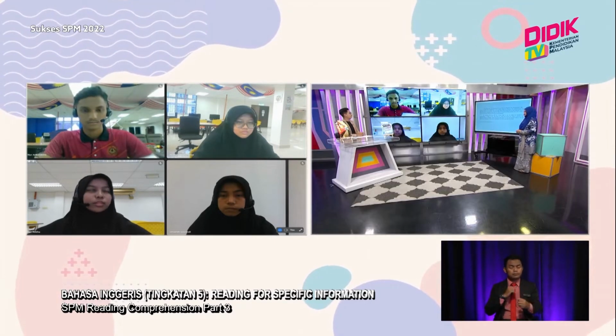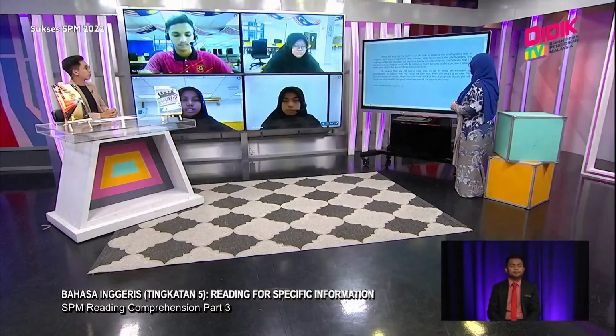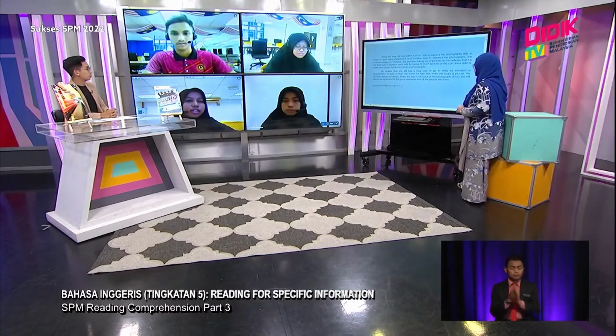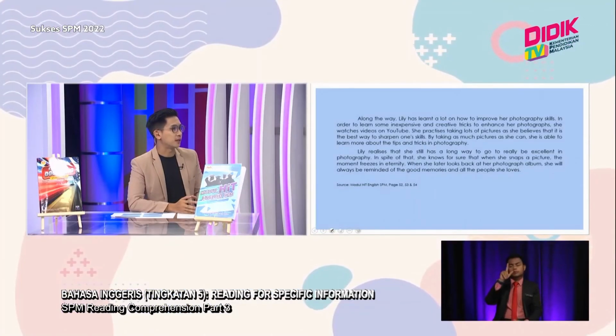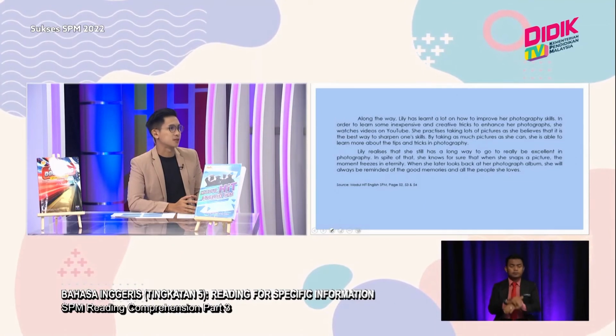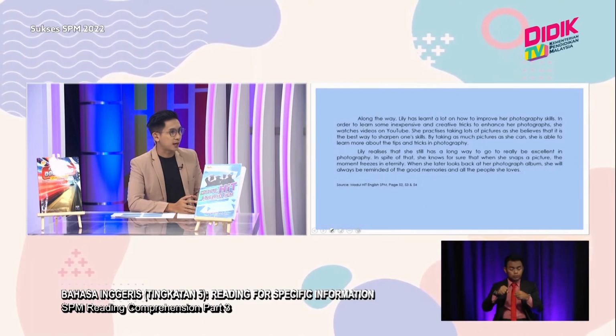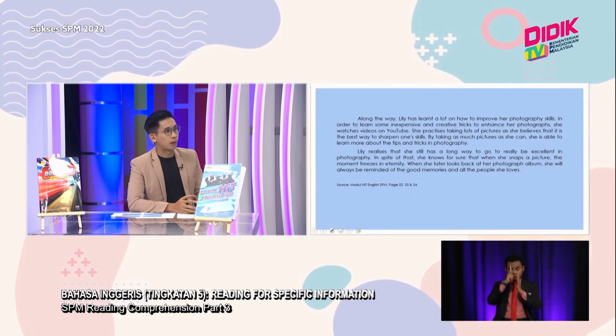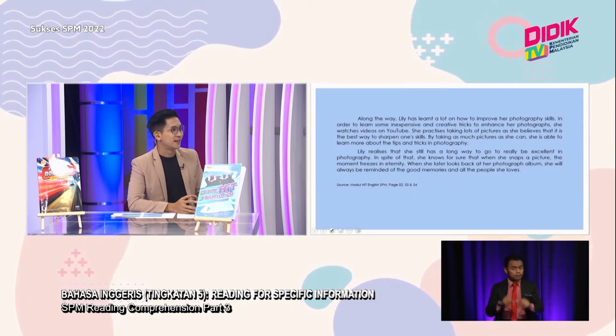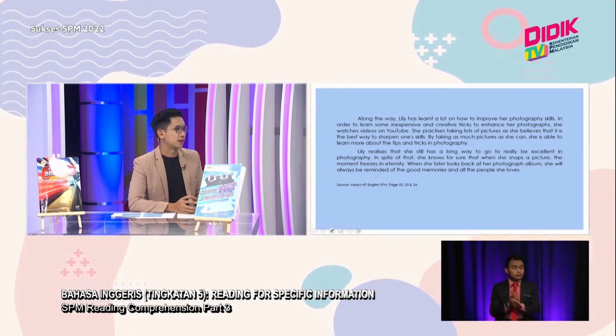Along the way, Lily has learned a lot on how to improve her photography skills. In order to learn some inexpensive and creative tricks to enhance her photographs, she watches videos on YouTube. She practices taking lots of pictures as she believes that it is the best way to sharpen one's skills. By taking as many pictures as she can, she is able to learn more about the tips and tricks in photography. Lily realizes that she still has a long way to go to really be excellent in photography.